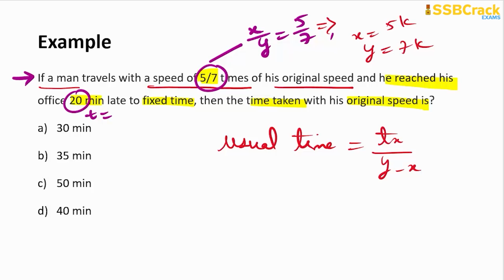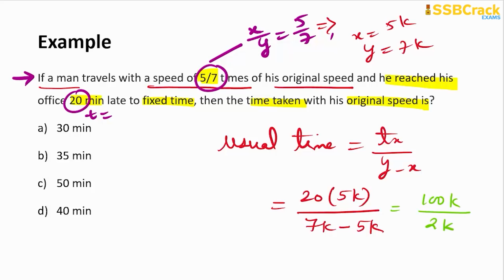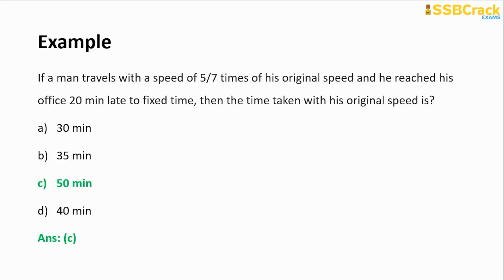Simple. So let's substitute the values for t, x and y here. So we have t 20 minutes, we have value of x which is 5k, we have value of y which is 7k and value of x again which is 5k, which results in the equation value as 100k upon 2k, isn't it? So k is getting cancelled and 100 upon 2, the ratio value is 50, and hence the answer, the time unit as usual mentioned in the question, minutes. So 50 minutes, the right choice is option C, and hence you can cross verify here. The right choice, yes, option C, answer is C.